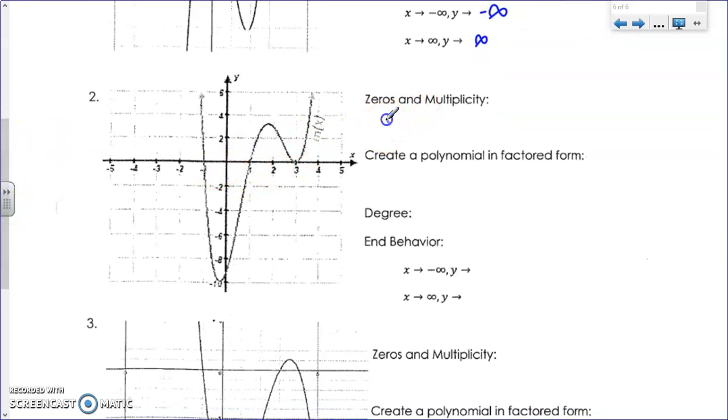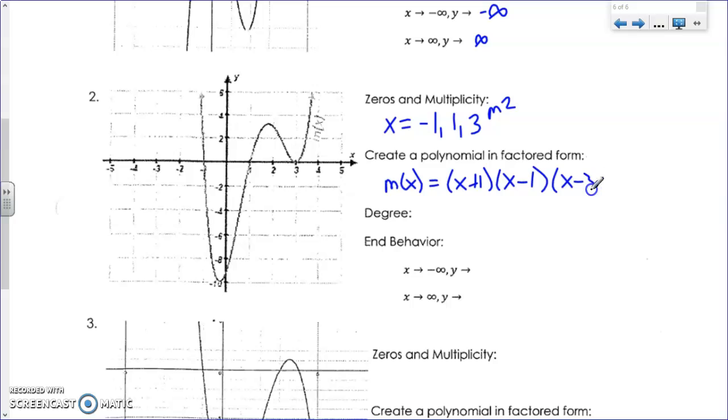All right, here we have x equals -1, 1, and 3. But at 3, it is bouncing, so that's a multiplicity of 2. Okay, so we're going to do m of x because it tells me there in the graph. M of x equals x plus 1, goes in opposite, x minus 1, and then x minus 3, but this is going to be squared because of that bounce. Multiplicity of 2. 1, 2, 3, 4 degree.